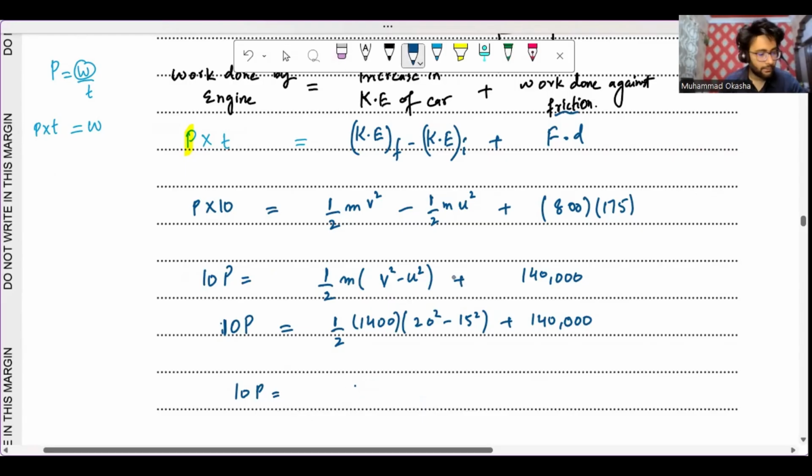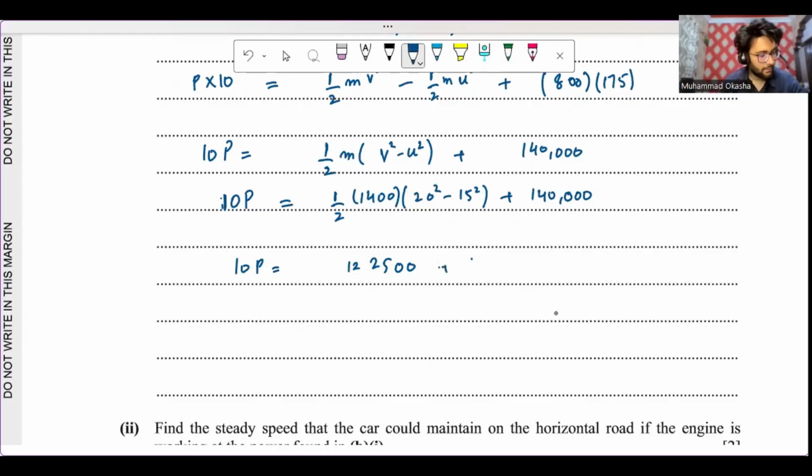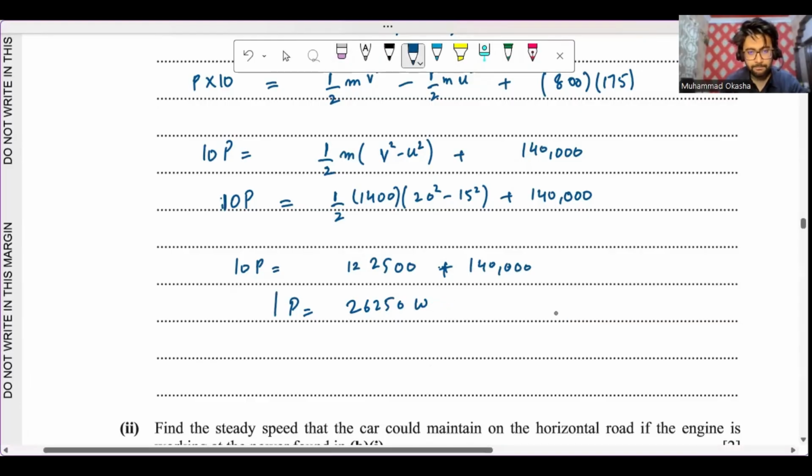Altogether, when you do the math, you're going to get 122,500 plus 140,000. So P would be equal to, if you do the math, 26,250 watts. Or you could just write W. That should be your answer.